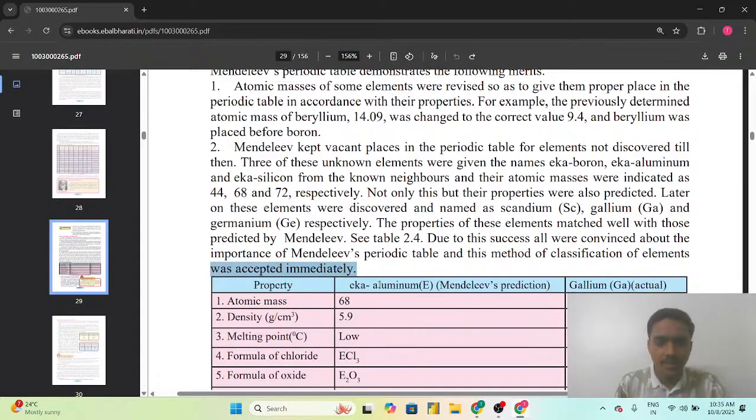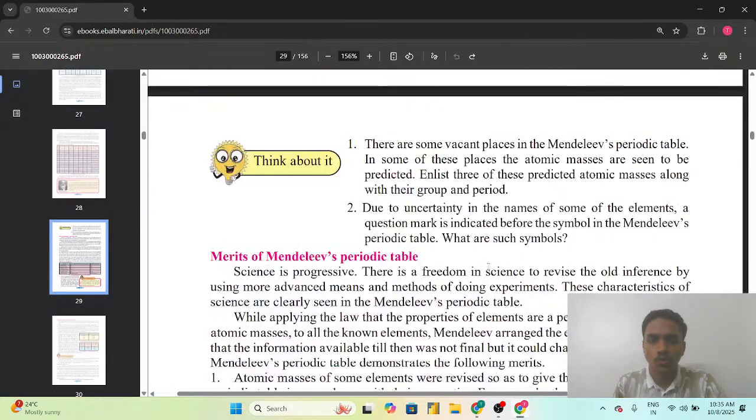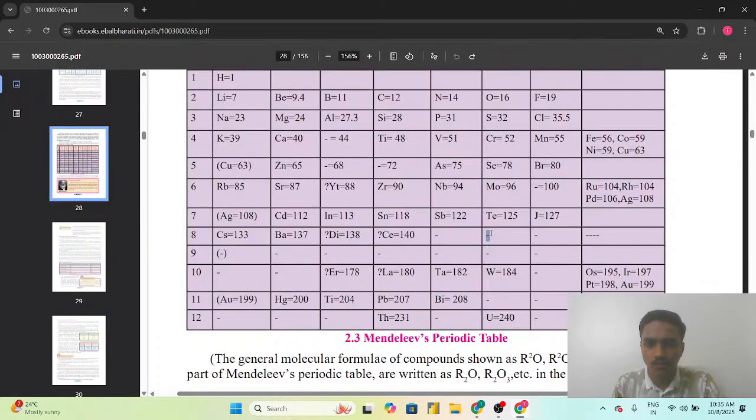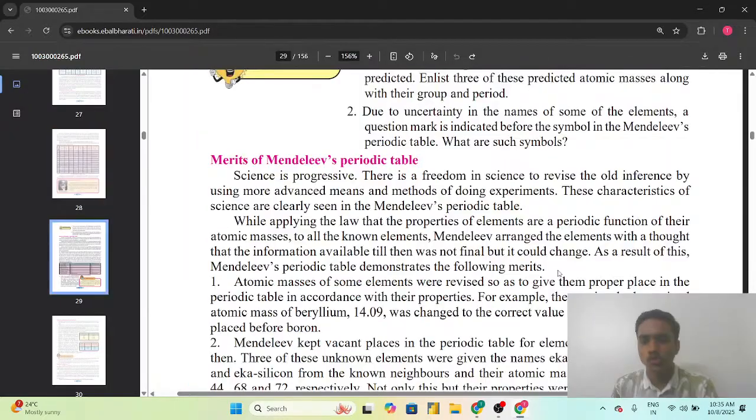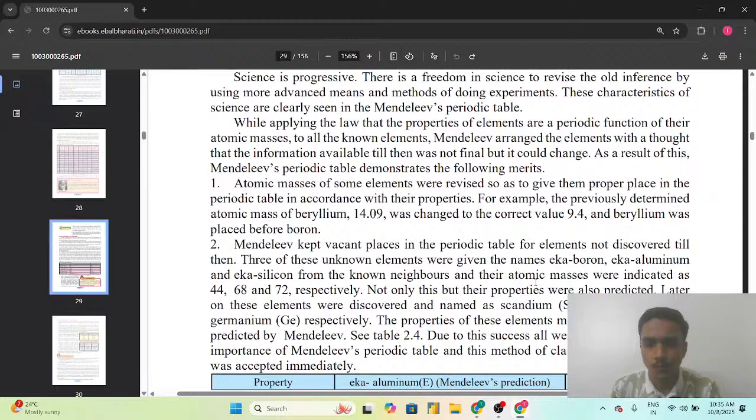तो सेकंड जो मेरिट था मेंडेलीव के पीरियोडिक टेबल का, तो जैसा कि हमने डिस्कस किया कि कुछ वैकेंट प्लेसेस यहाँ पर उन्होंने छोड़ दी थी। तो ये वैकेंट प्लेसेस क्यों छोड़ दी थी? So he has proposed, on the basis of the atomic masses, that the elements which will be discovered in the future will be placed at these places. So he has also predicted the names for that. That was Eka boron, Eka aluminium, and Eka silicon, and also he has predicted the atomic masses of them, that's 44, 68, and 72 respectively.